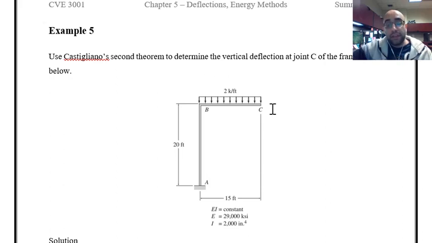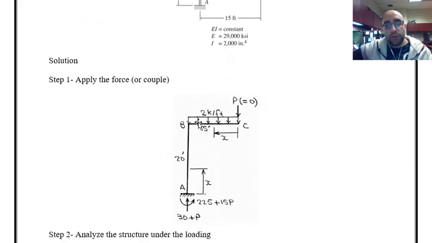And the thing that is important in this method is to include the force, or in cases where you want to find the rotation, the moment, in that specific point in which you want to know the deformation, which can be deflection or rotation. But I have to apply that force. For example, in this example, I have to include a P force at point C, and then based on that P force and the influence of it on the moment diagrams of the members in the frame, I have to use the equations of Castigliano's second theorem.